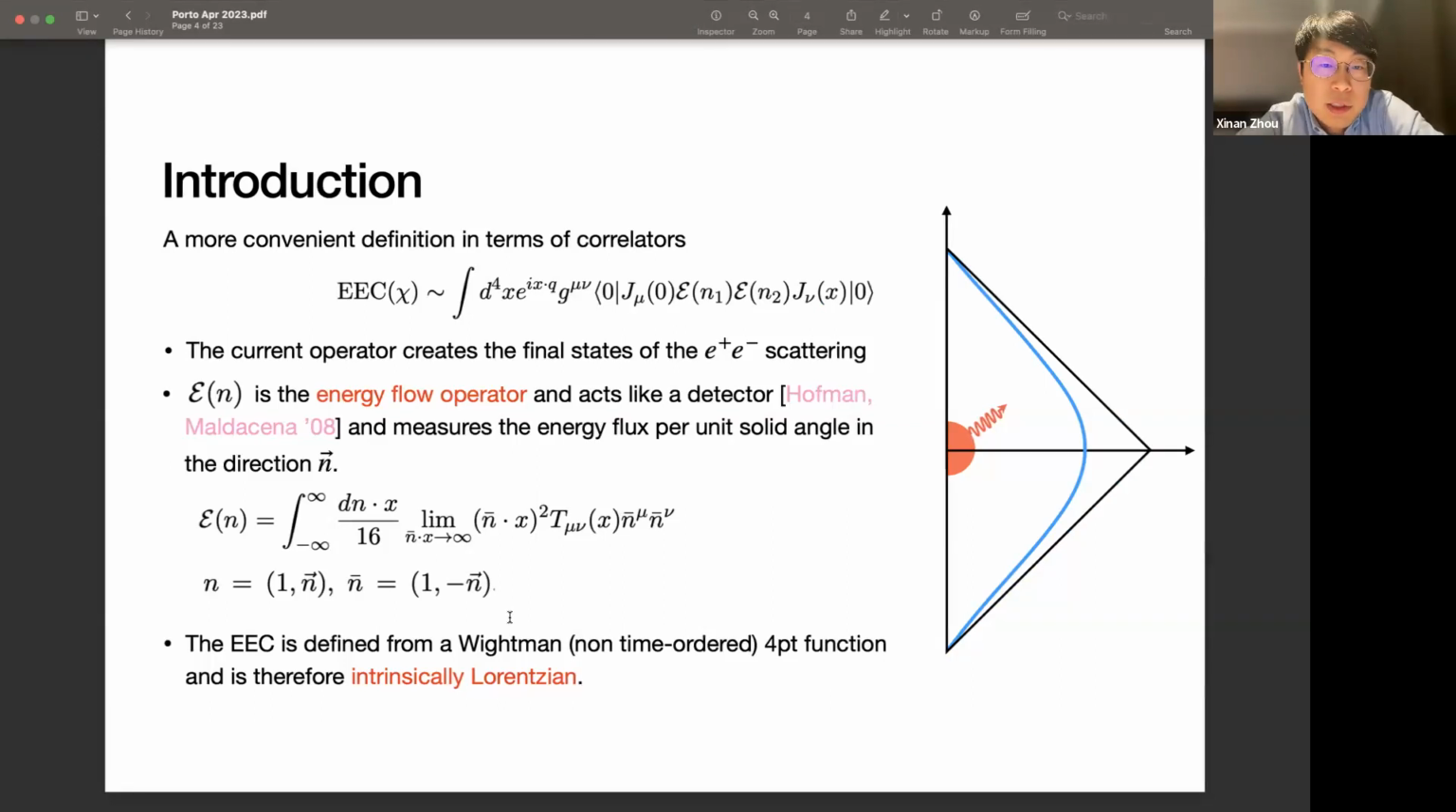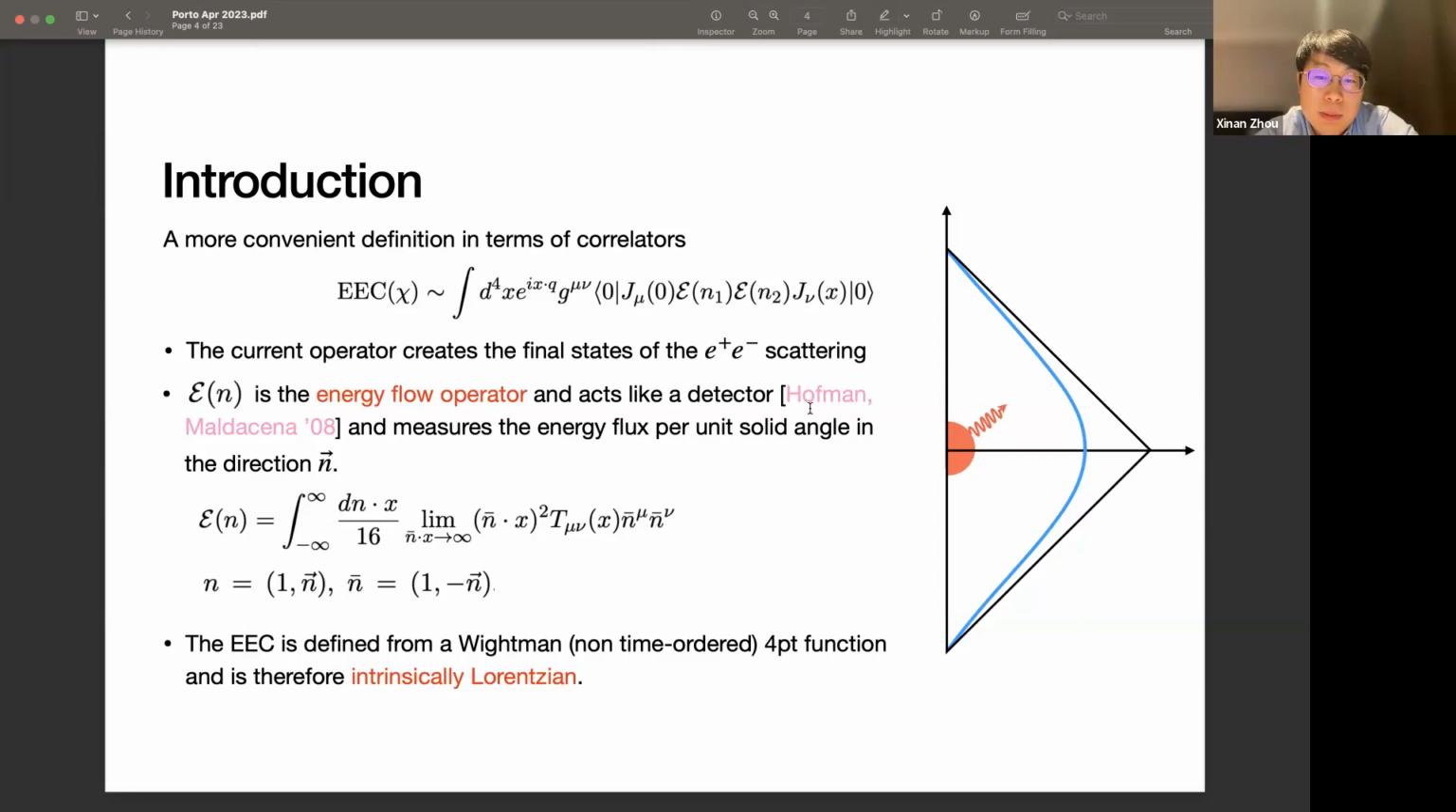There is actually another definition, which is more convenient, and it is a definition in terms of correlation functions. In this definition, we basically need to consider a 4-point function. It involves these current operators J, and also some other operator E, which is the energy flow operator, which I'm going to talk about in a sec. This current operator, you have two of them. One is like a source, and the other one is a sink. So basically, it just creates the final states of this E plus E minus scattering. And this curly E operator, the energy flow operator, is the detector in this experiment.